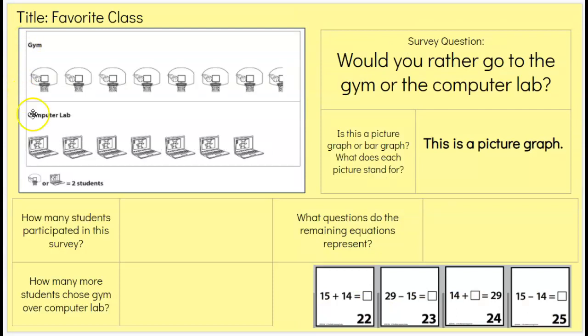Now, we have our graph here again. The title that we're going to use is favorite class. And our survey question is right here. Would you rather go to the gym or the computer lab? And we already know that this is a picture graph. Do you remember what each picture stands for? Look down here for help.